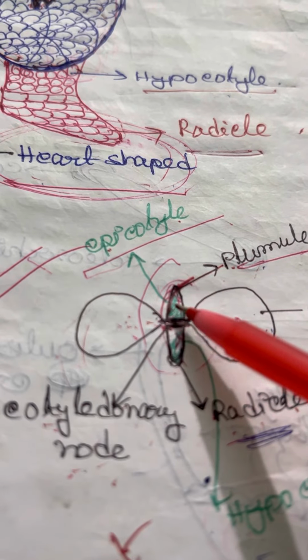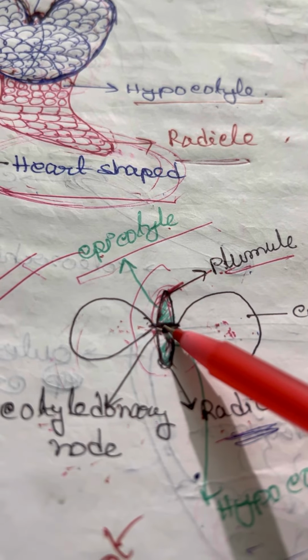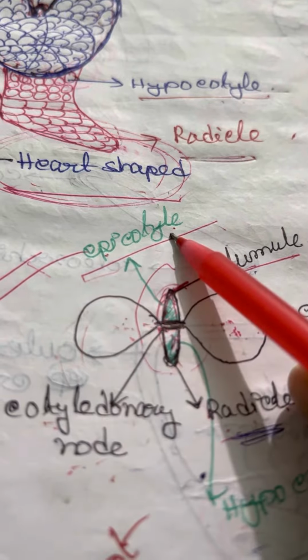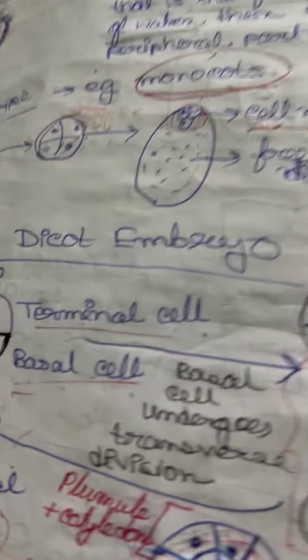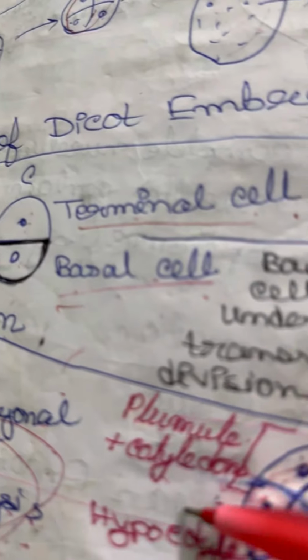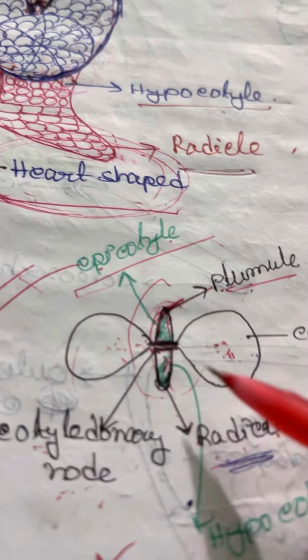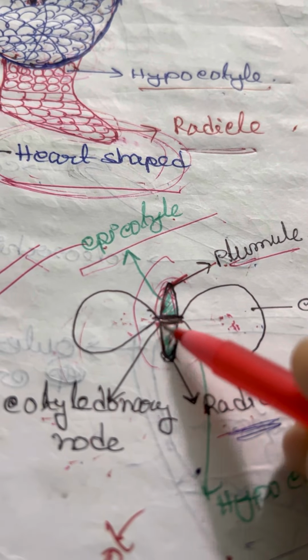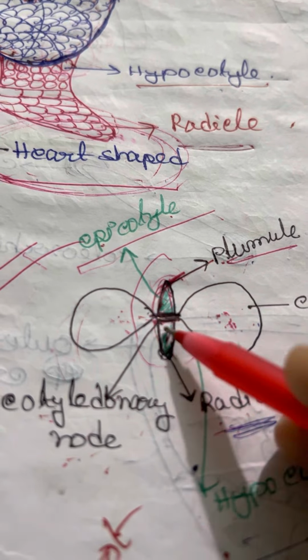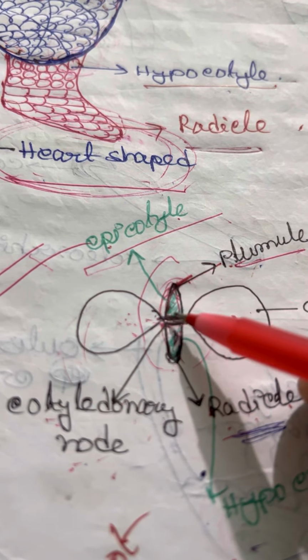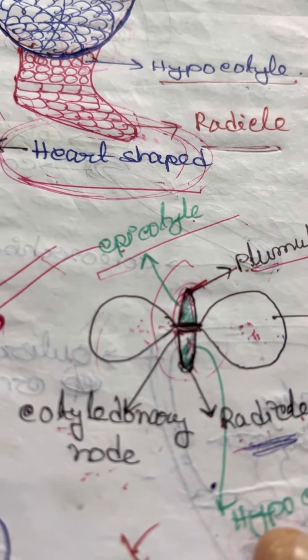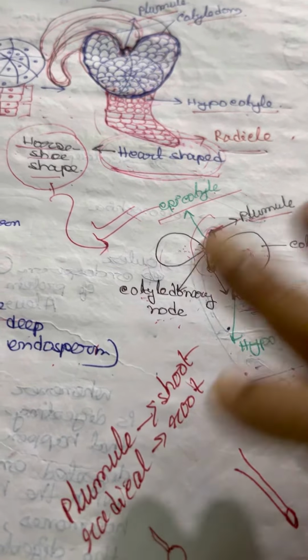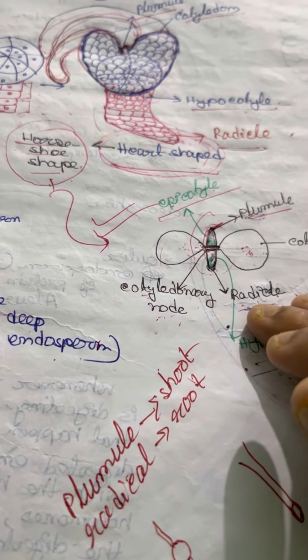The space between the plumule and the cotyledonary node is known as the epicotyl, as I told you. Epicotyl and hypocotyl, as I told you here: this is the hypocotyl, the lower part, and this is the epicotyl. The space between the cotyledonary node and the radicle is the hypocotyl, and the space between the plumule and the cotyledonary node is the epicotyl. Okay, so this is the structure. Now we have understood from which part this structure is generated. In this way the dicot seed is generated.